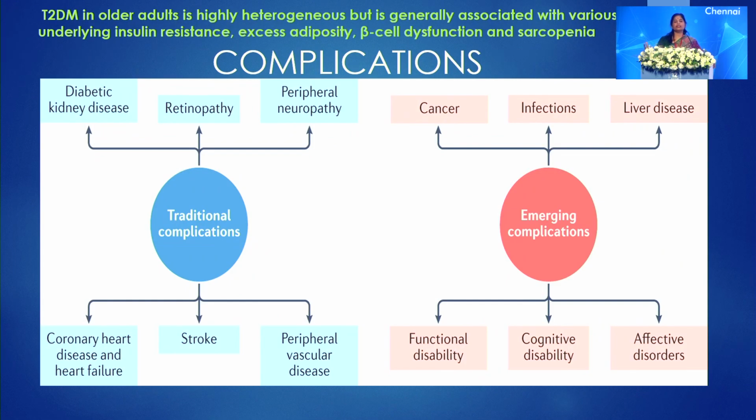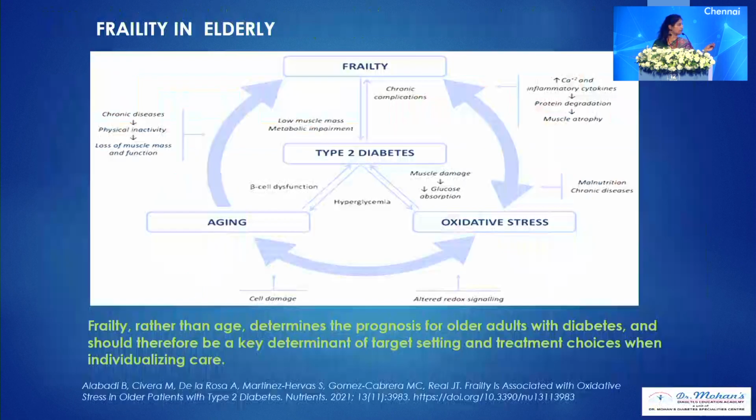So what is different when we treat older adults compared to regular adult patients with type 2 diabetes? Along with all the traditional microvascular and macrovascular complications we deal with, we also have to deal with other emerging complications like oncological risk, high infection risk, MASLD, liver abnormalities, functional disability, cognitive disability, and affective disorder. I'll dwell a little bit more on functional disability and cognitive disability.